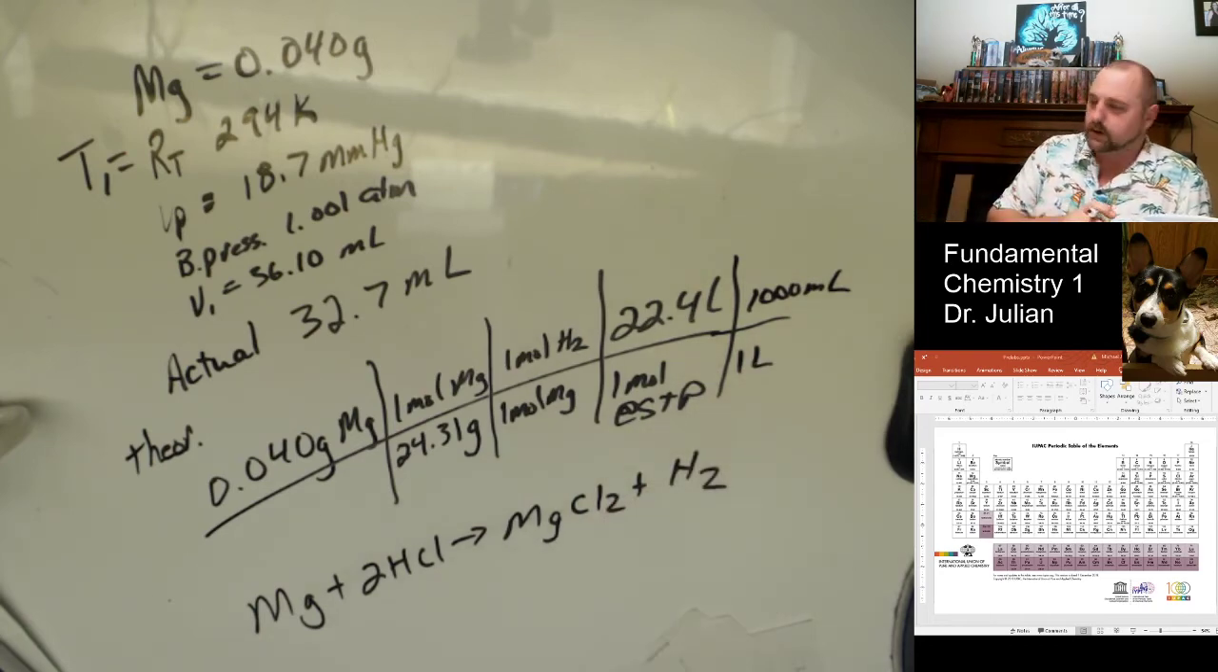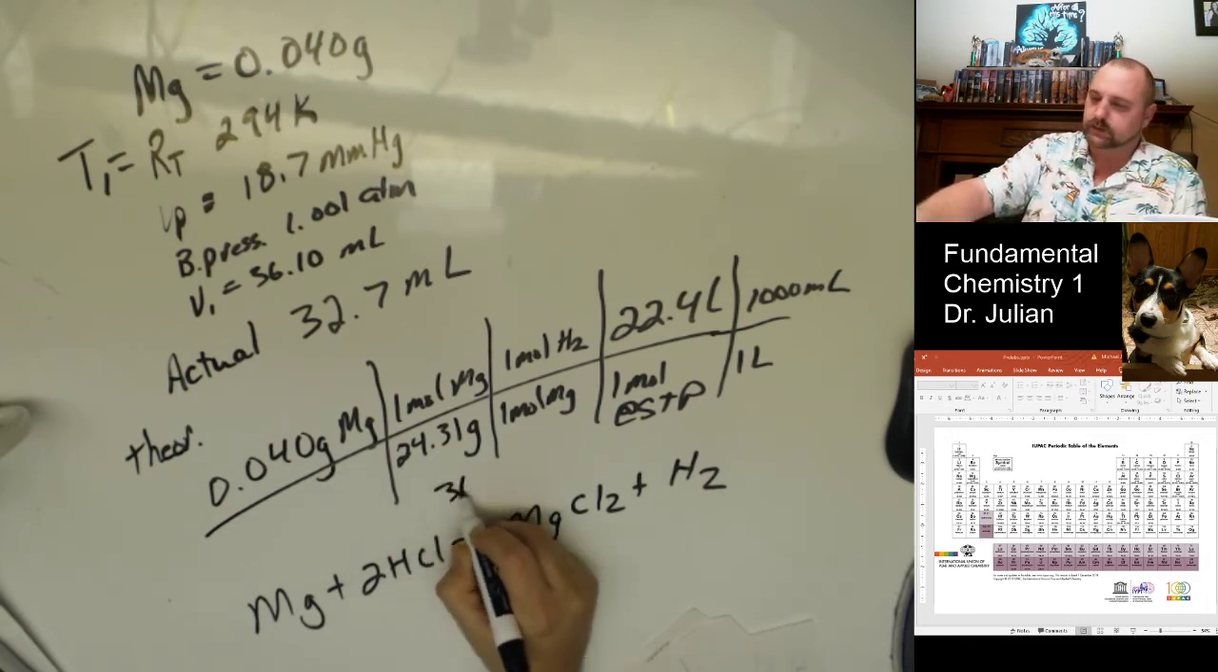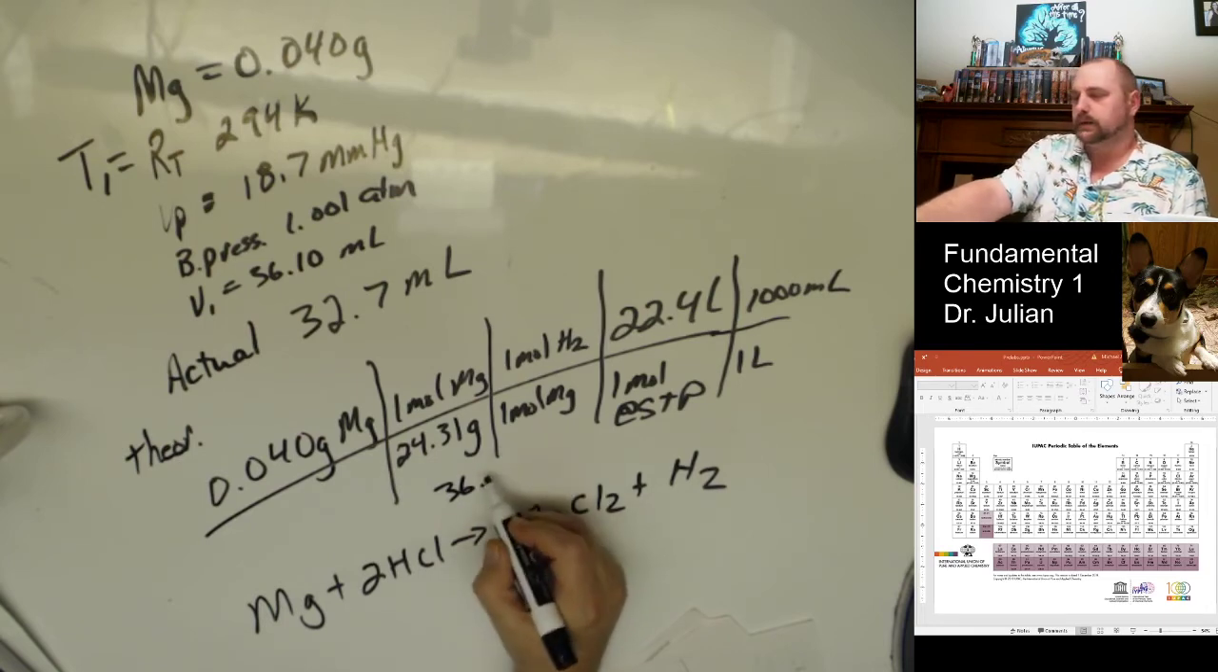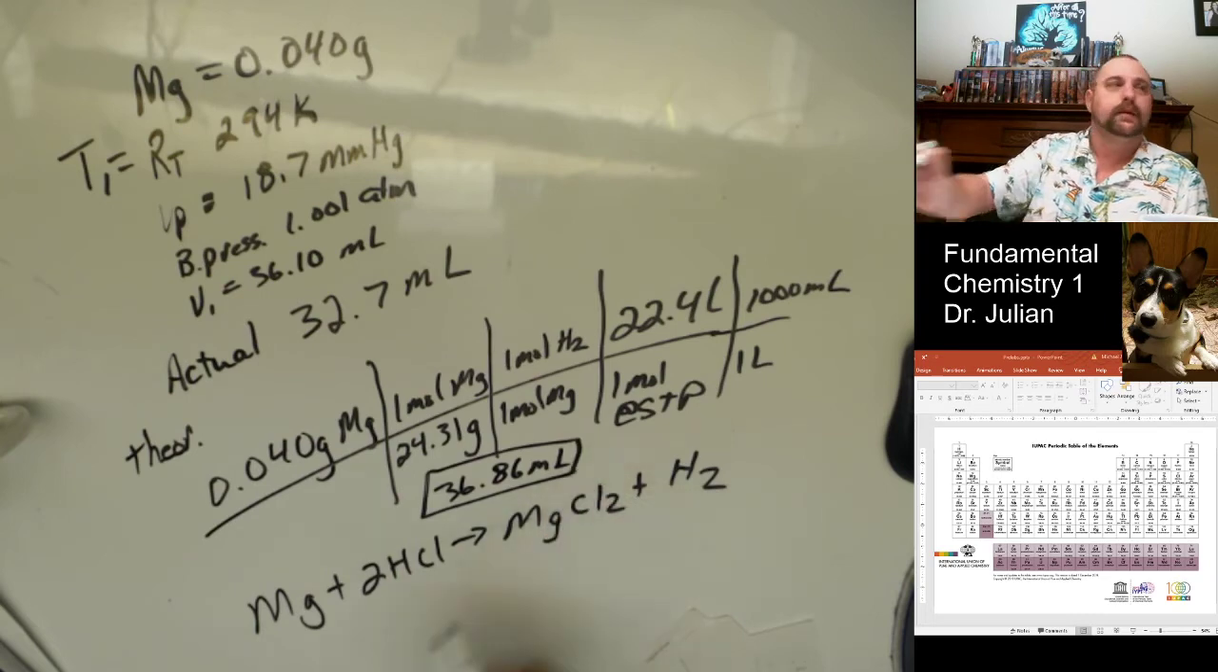All right, and so we'll type out 0.04 times 22.4 times 1,000 divided by 24.31. I got 36.86 milliliters. That's our theoretical volume. All right, so now I'm going to use that for my percent error.